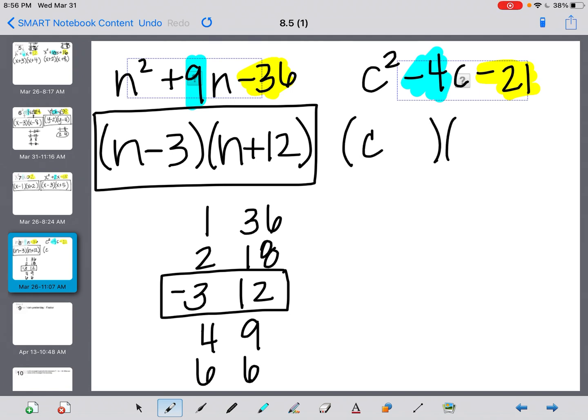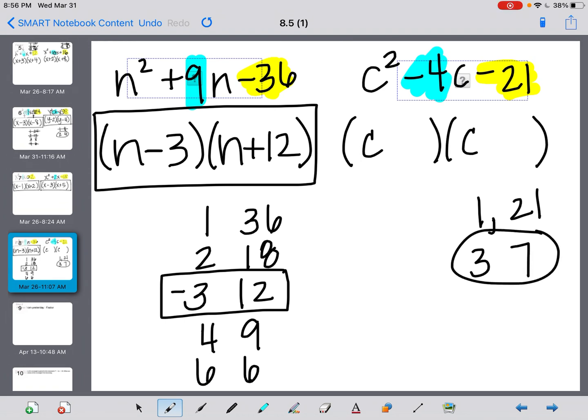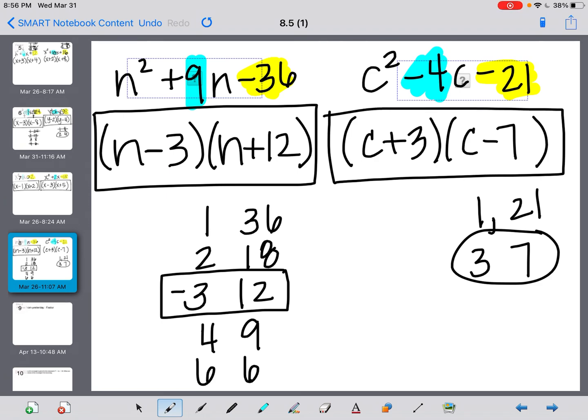Okay, on this side, I need a c in both binomials. My factors of 21 are 1 and 21, 3 and 7. Okay, 3 and 7 can get me to 4 somehow. These both have to be negatives, so when I have 7 and 3, I need to add to be -4. So if I have a +3 and a -7, I'll end up with -4 by adding, and a +3 times a -7 will give me a -21.